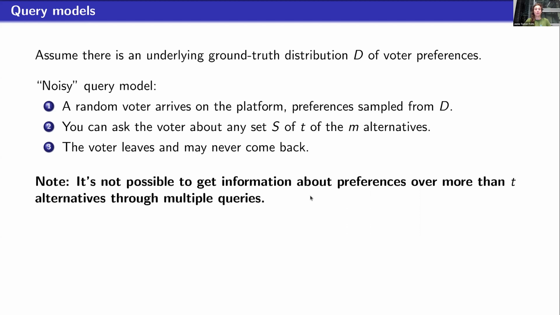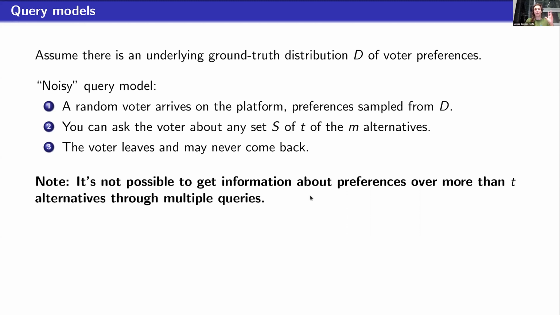So if someone's type is that they rank A above B above C in the ranking context, you can query them about, say, A and B, but not A, B, and C. You never learn what their full type is. You just learn some partial information about it. Okay, I see. So that's what I'm going to call a noisy query.